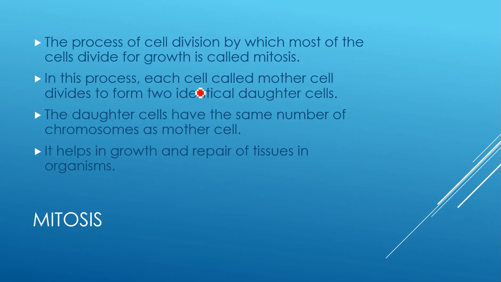In this process, each cell called the mother cell divides to form two identical daughter cells. Two identical means they are exact copies, you can say photostat of each other. There is no difference between them. Even if they have any disease, that disease will be copied as it is. So this division is also called equal division, equational division, because the number of chromosomes is equal. Okay, so the daughter cells have the same number of chromosomes as the mother cell. It helps in growth and repair of tissues in an organism.